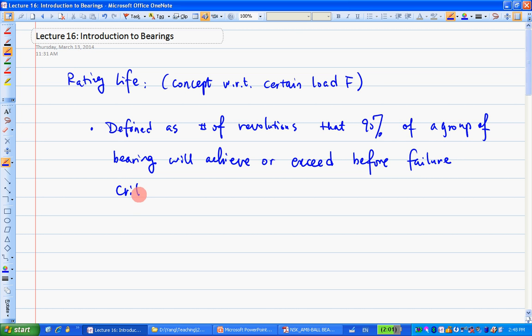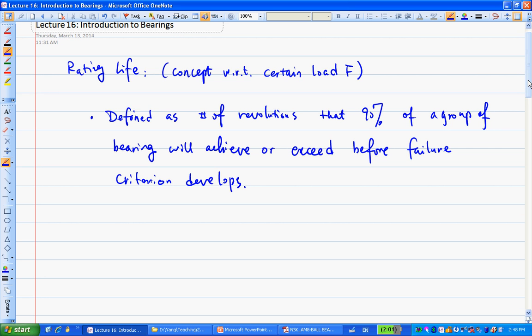Before this failure criteria develops. Okay, so let me explain this here. You subject a group of bearings, every one of them, to the same load F. Then you observe each one of them and record the number of cycles when the failure criteria develops.